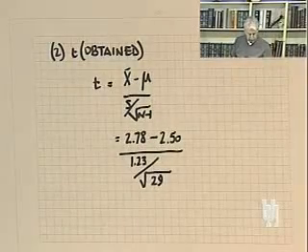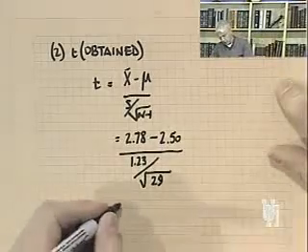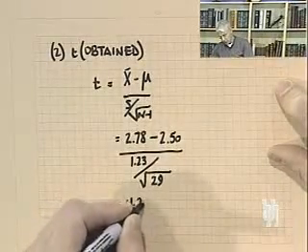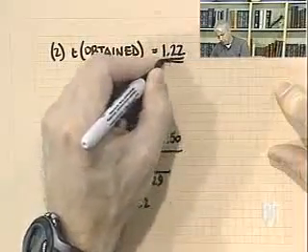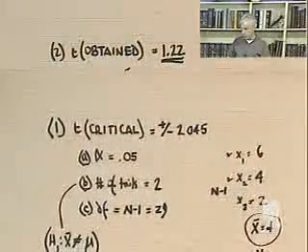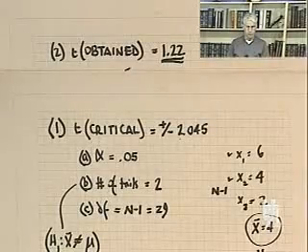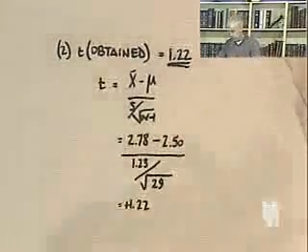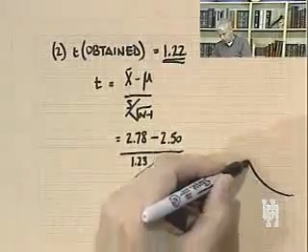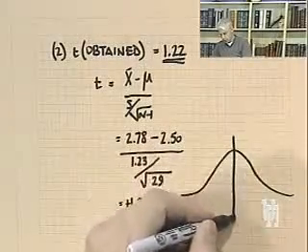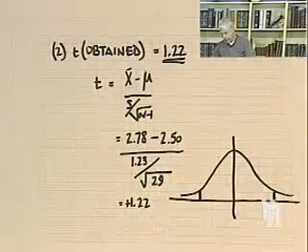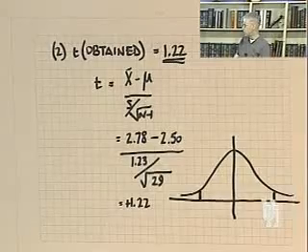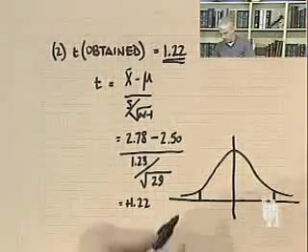According to Healy, if you perform this computation, it equals plus 1.22. That is, the obtained value of t is plus 1.22. The critical value, if you recall, was plus and minus 2.045. We're in this situation. We have the standard normal curve. We have boundary markers at plus and minus 2.045 standard deviations above and below the mean.